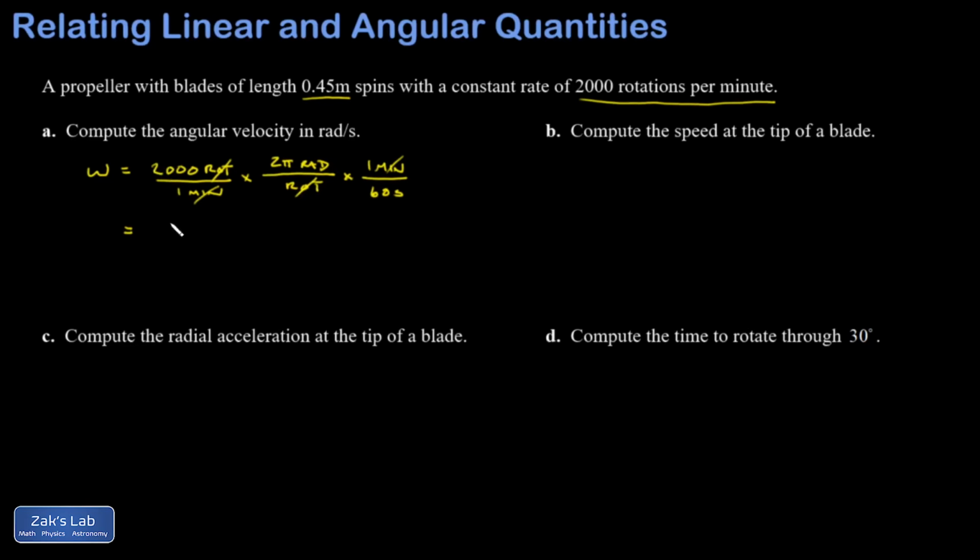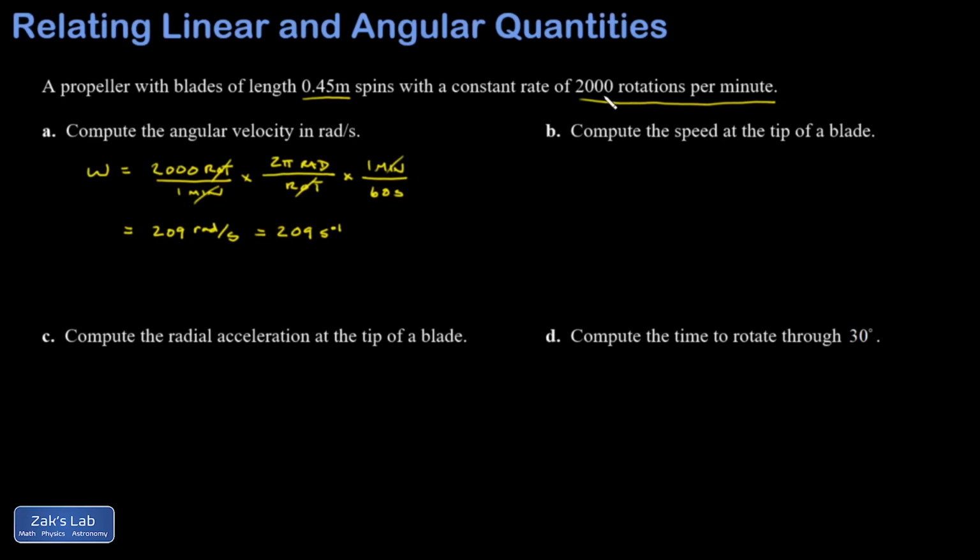And rounding to 3 sig figs, I get 209 radians per second. Remember, radians are technically unitless. So if you're looking in the back of the book for an answer on a question like this, you may actually see 209 inverse seconds as the units. I prefer to just go ahead and write the radians because it helps my intuition.